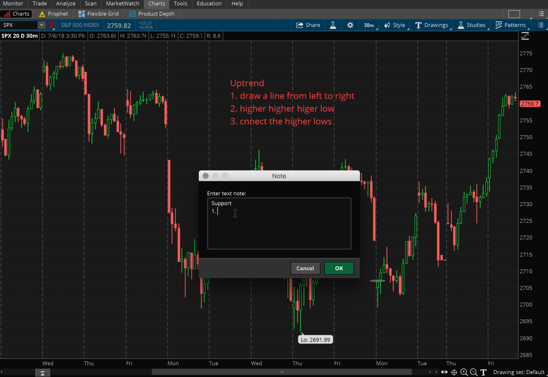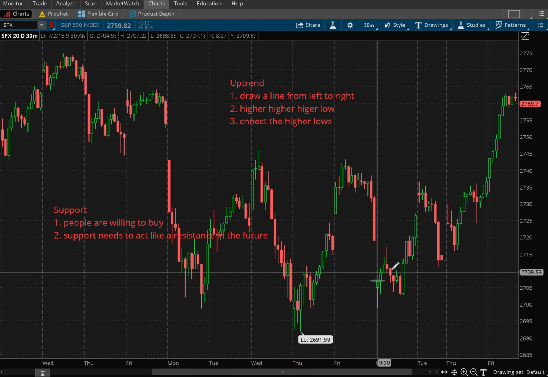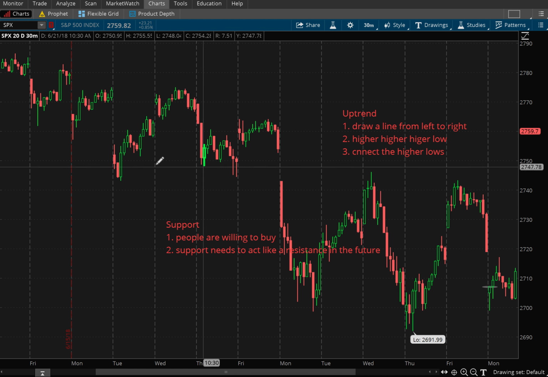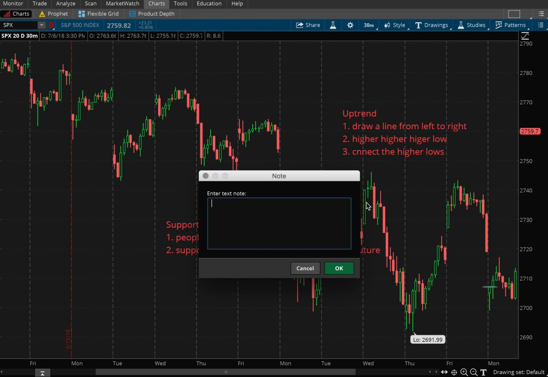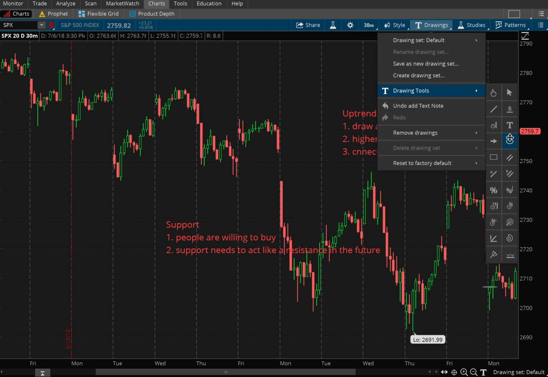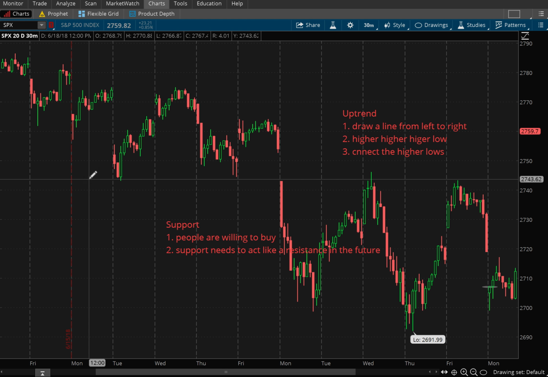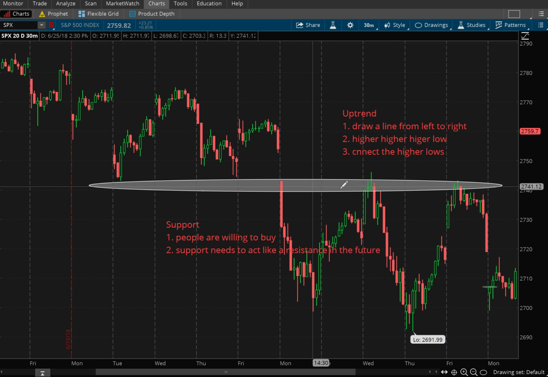The other thing that we talked about today is support and resistance. Support is where people are willing to buy. So we discussed the opportunities where people are willing to buy. Second is that the support needs to act like a resistance in the future. So we already discussed this part where the price has to act as a resistance in the future. This was support, now turns resistance.